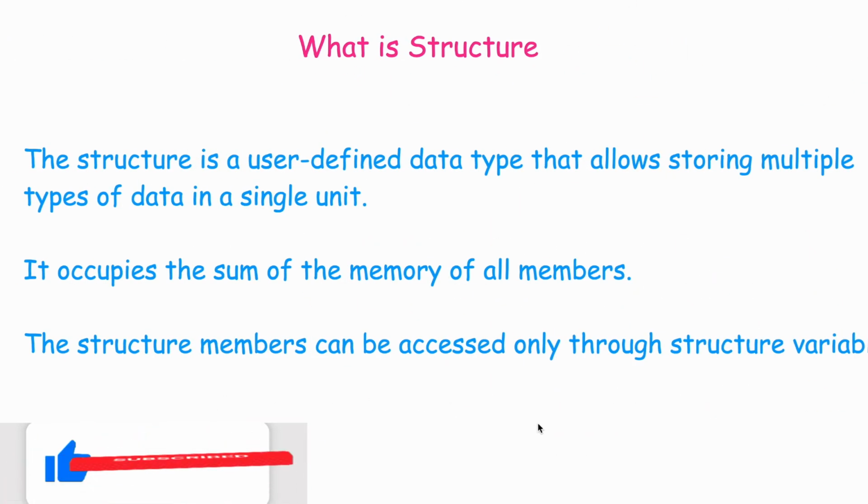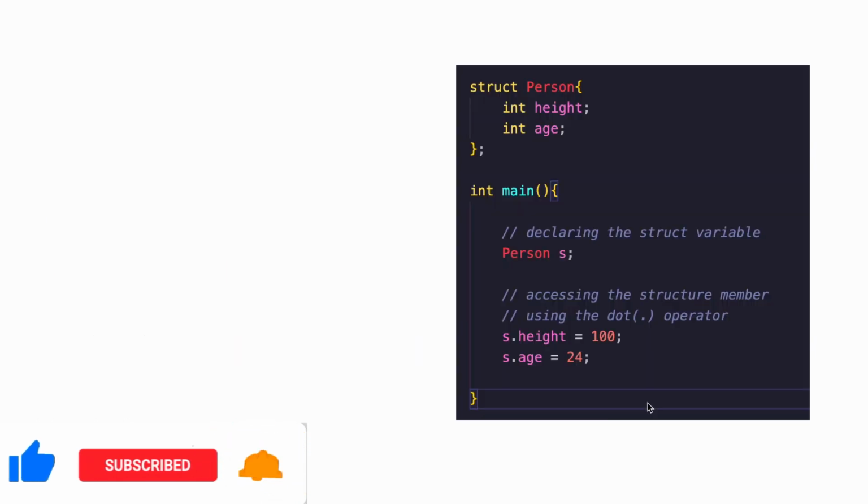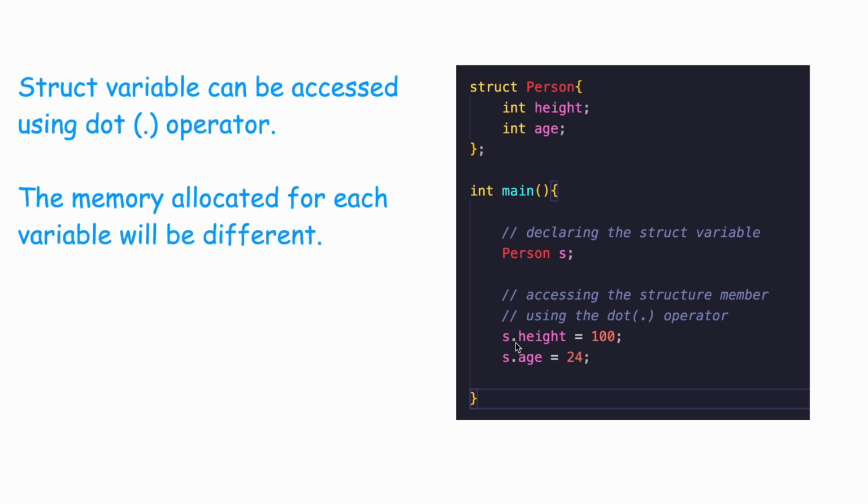And the structure members can be accessed only through the structure variable. How? We will check. See, what I did is I declared a structure called person and I declared two entities, height and age. This S is nothing but a variable of the structure called person. That is how I declared person and the name of my variable. And we know that we can access all the members of the structure using the dot operator. See, here I use the dot. Structure members can be accessed only using the dot operator. Memory allocated to each member will be different. For height it will be different, for age it will be different. So this was all about the structure and I hope you are clear with it.